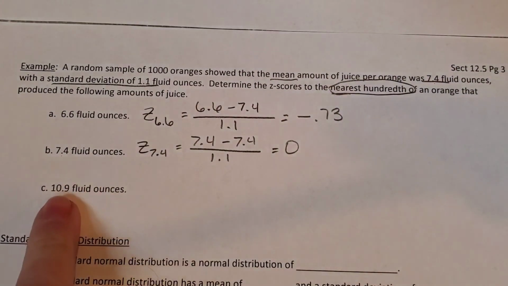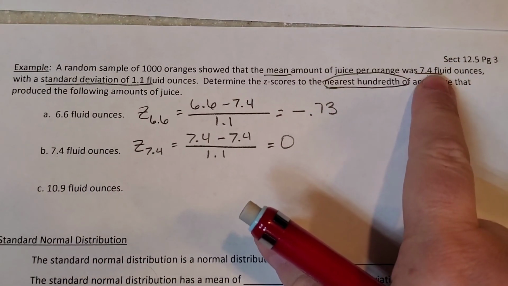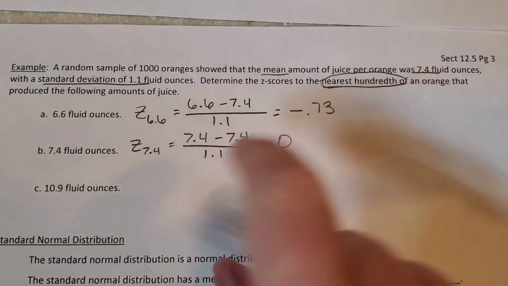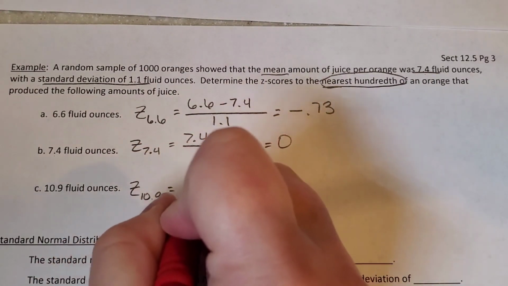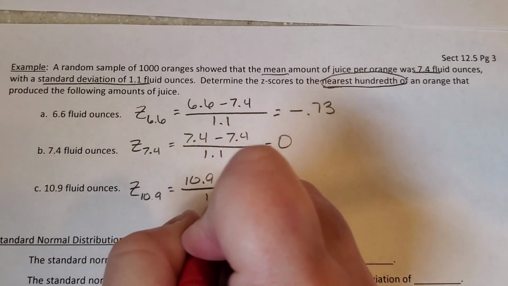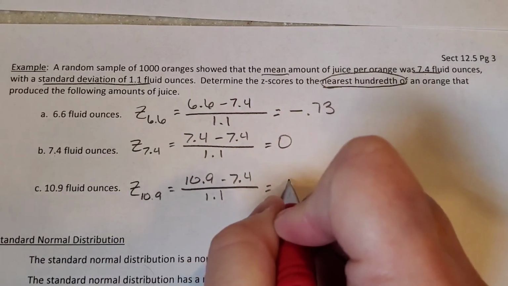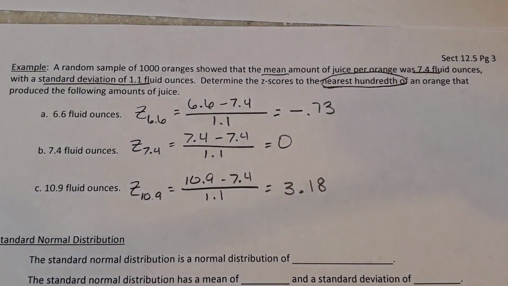Now with an orange that's 10.9 fluid ounces, that's larger than our mean, our average orange, so we would expect a positive z-score here. And so we find the z-score by taking 10.9, subtract the 7.4, divide by the 1.1, and we do get 3.18, rounding to the nearest hundredth.